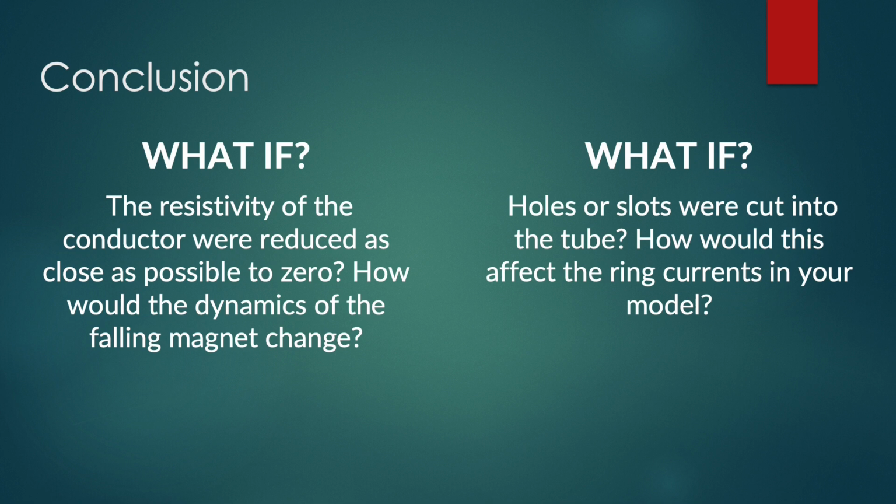If the tube had holes, then the current would weaken, which would weaken the magnetic field. Since the magnetic force from the tube would decrease, the magnet would fall more quickly because there is less resistance.